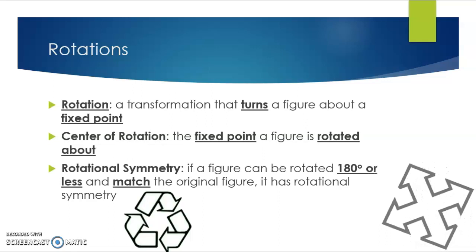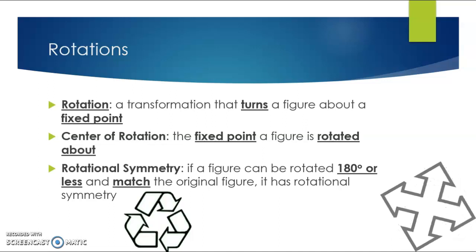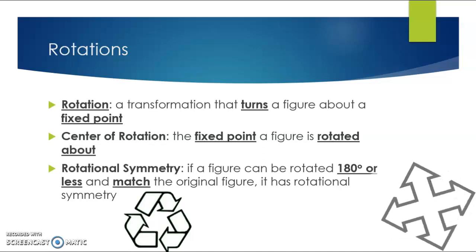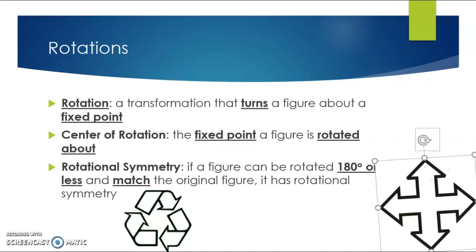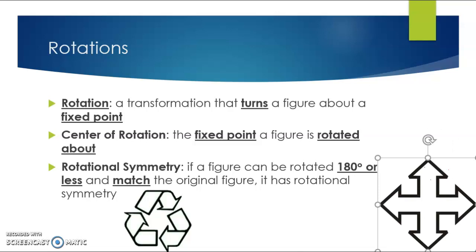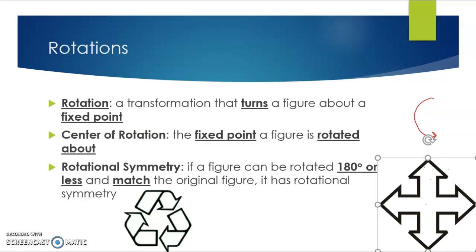And then rotational symmetry is that if a figure can be rotated 180 degrees or less and match the original figure, it has rotational symmetry. So for example, let's move that one back. Okay, so it started here. But 180 degrees is half of a circle. So it would be like that. So if I can move this 180 degrees or less, then I can say that it has rotational symmetry.